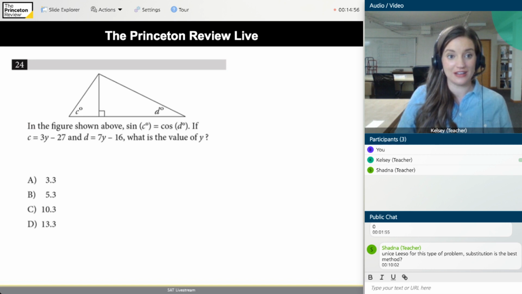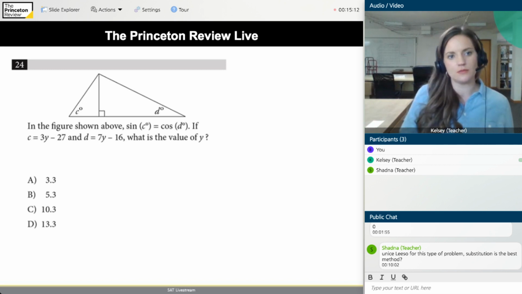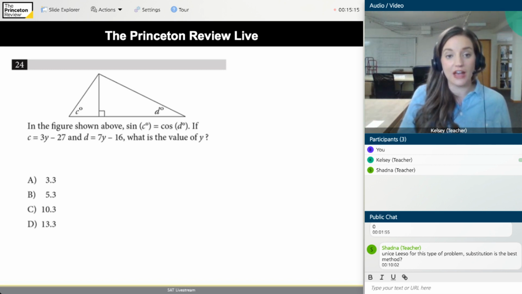All right, the dreaded trigonometry, geometry, lots of scary moving parts going on here, but we're not going to be intimidated. This one says, in the figure shown above, sine of angle C is equal to the cosine of angle D. If C equals this mess and D equals that mess, what is the value of Y? So again, you want to pay attention here. We have a question that's asking for the value of something, and we only have numbers in our answer choices. So that lets us know that we can use these answer choices to help us get the right answer to this question.